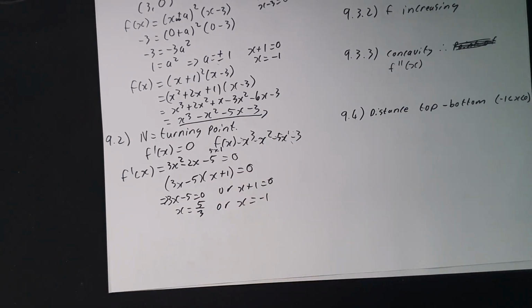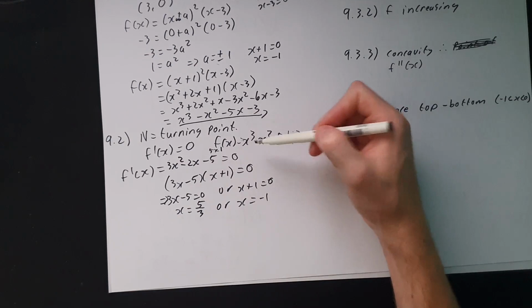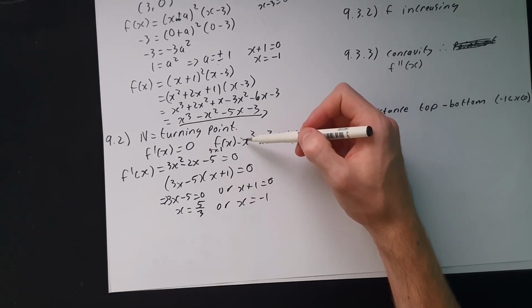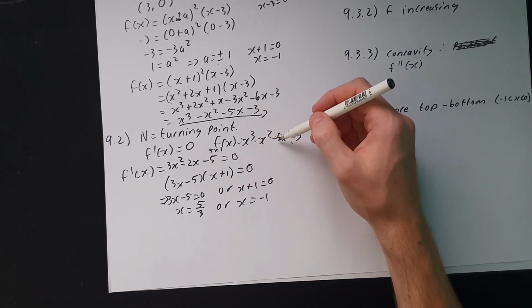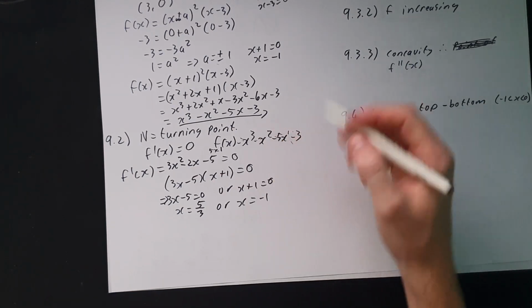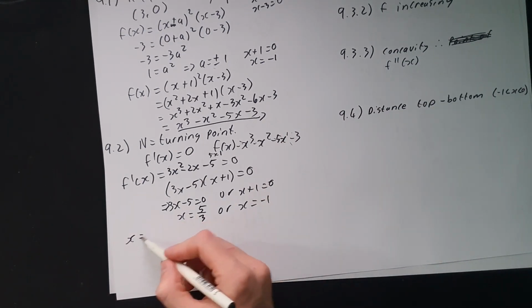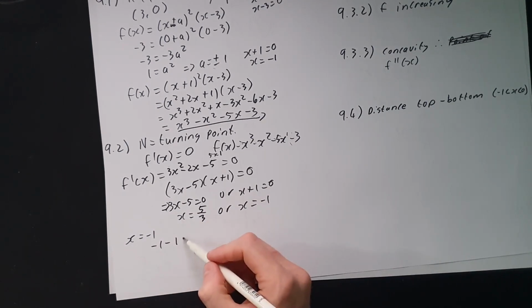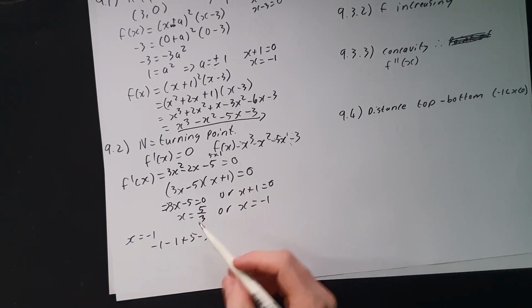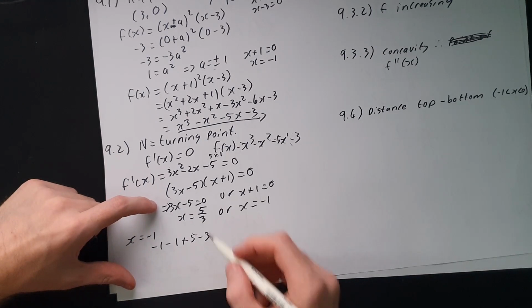Okay, so the turning point we now need to find. If we plug negative 1 back up top here, we're going to end up with negative 1 cubed, so it stays negative 1, minus 1, plus 5. So if we substitute that back in there for x equals negative 1, we're then going to get negative 1 minus 1 plus 5 minus 3. So what do we get there? Negative 2 minus 3 gives you 5 plus 5, that equals 0.